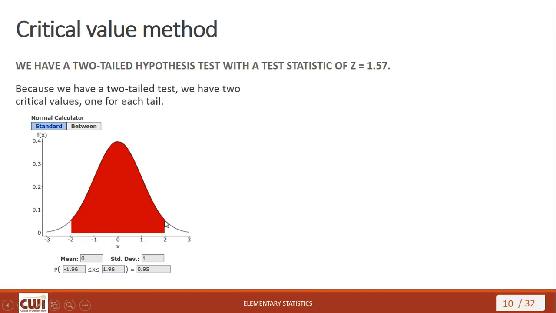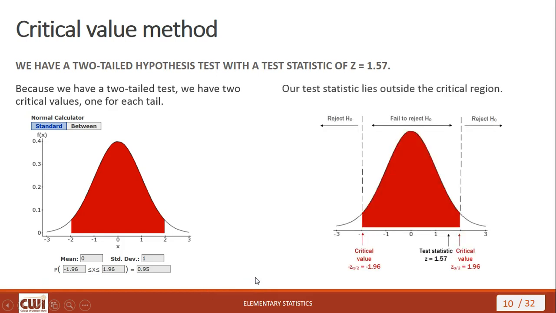1.96 is the boundary for the tail on the right. Notice that our test statistic lies outside the critical region. Our test statistic is 1.57, which shows up right here. However, our critical values of plus or minus 1.96 form this region here in the middle of our distribution.